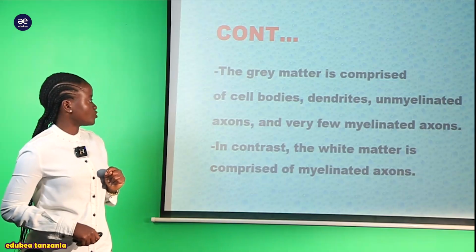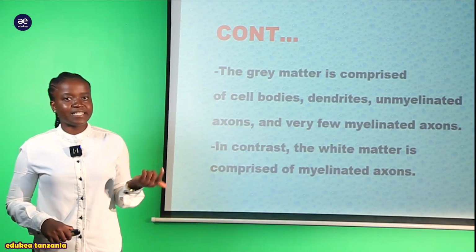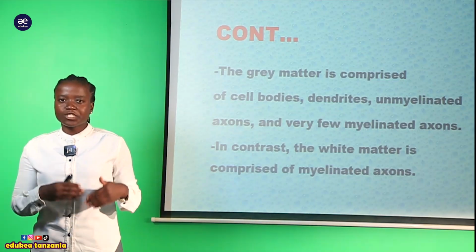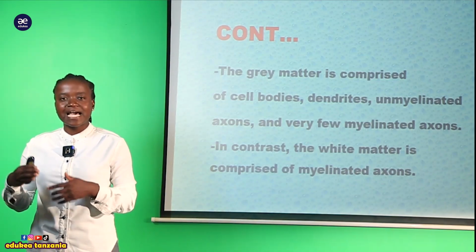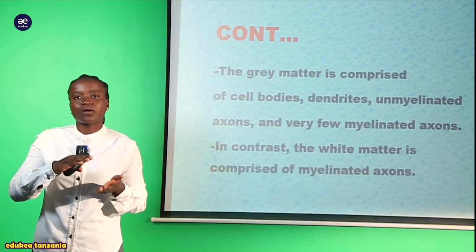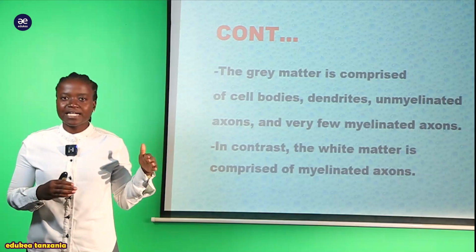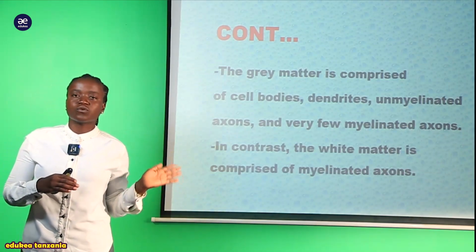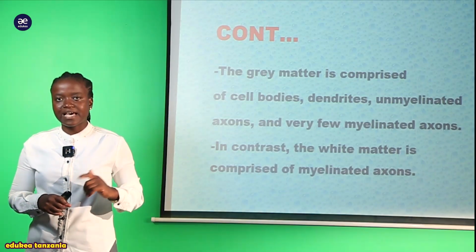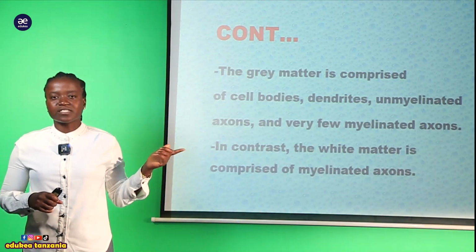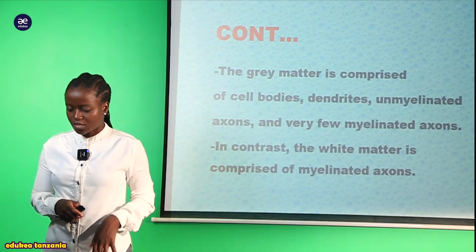But in contrast, the white matter is comprised of myelinated axons. So ndani ya white matter there are only myelinated axons. Tukisema myelinated axon ni ile axon ambayo inakuwa ina contain myelin sheath. Lakini kule kwenye gray matter there is a small amount of myelinated axons, but there are a lot of unmyelinated axons. A good example, we can say, is a relay neuron, that is a neuron that lacks a myelin sheath.